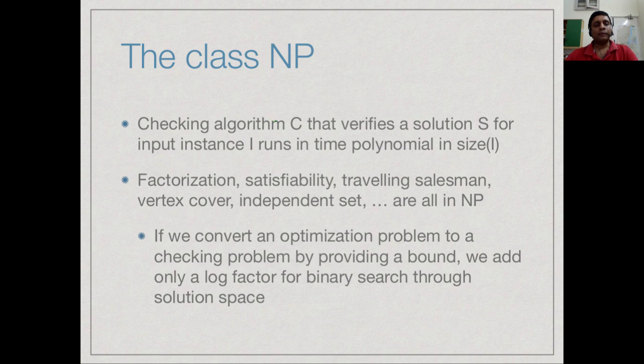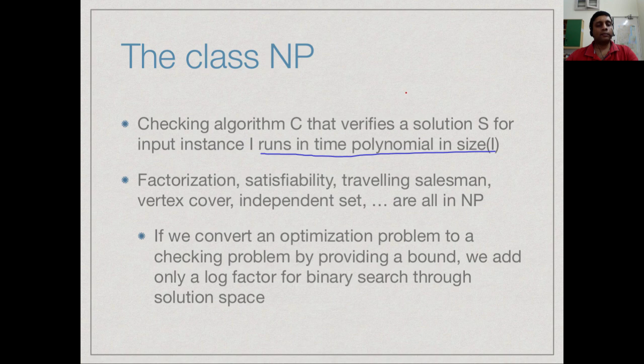So the class NP is the class of problems for which such checking algorithms exist, with the additional constraint that the check runs in polynomial time in the size of the input. Right? So the checking should be efficient. So in all the problems we have seen in the last lecture, this is in fact true.